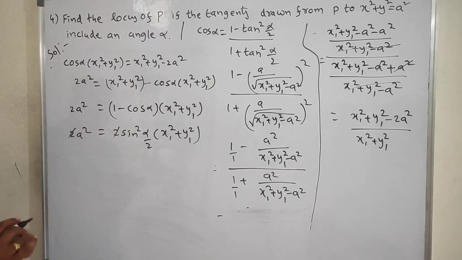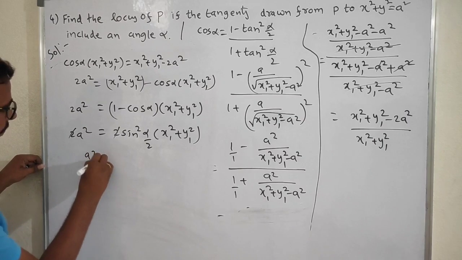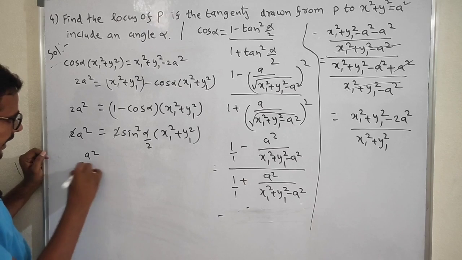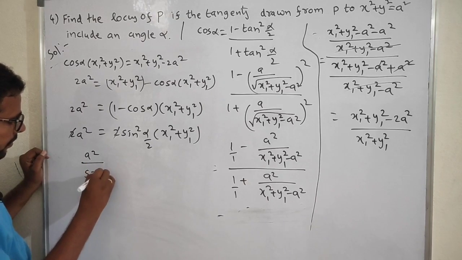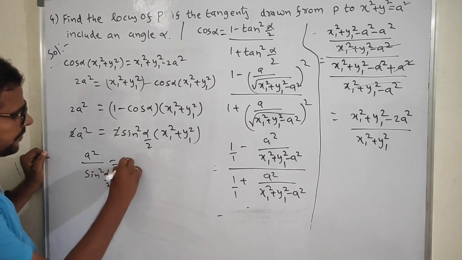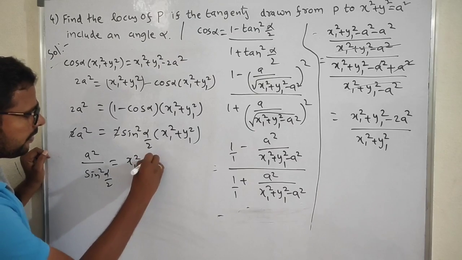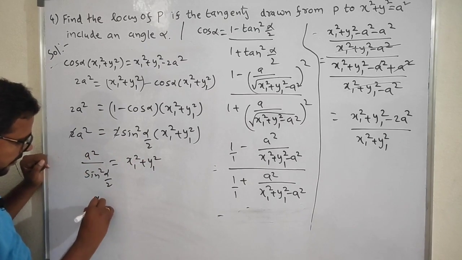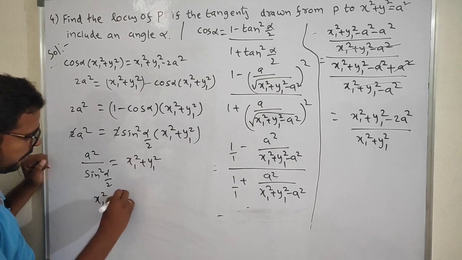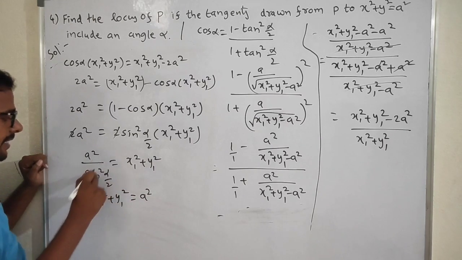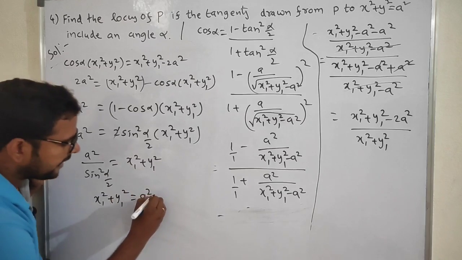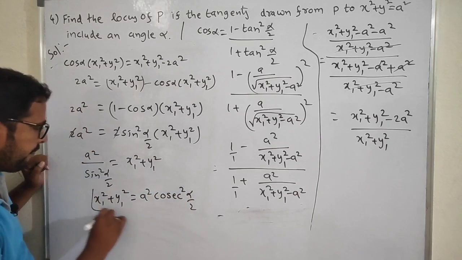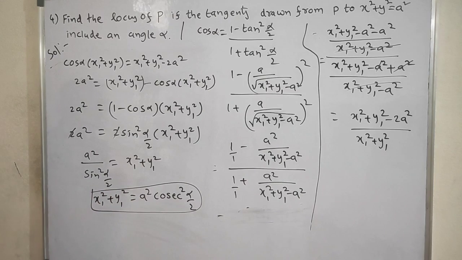2 gets cancelled. A square is equals to sin ante sin left side send cheyandi, a square by sin square alpha by 2 is equals to x1 square plus y1 square. 1 by sin ante cosec, ante x1 square plus y1 square is equals to a square into 1 by sin theta is equals to cosec theta, ante a square into cosec square alpha by 2. This is the locus of P.